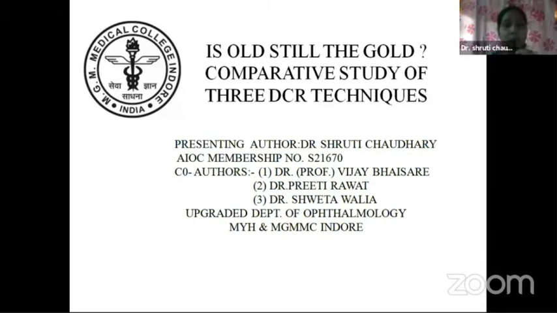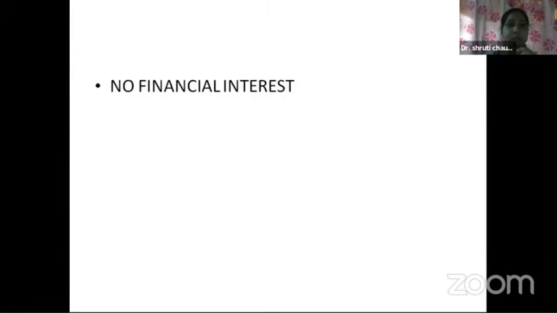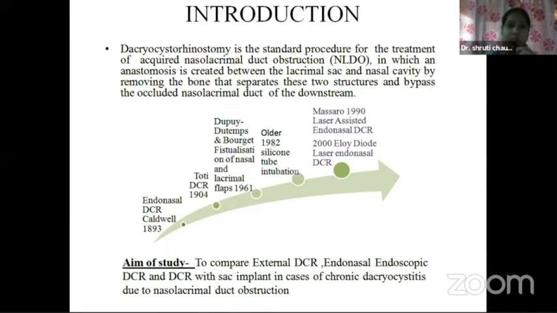Okay, good morning. My topic is "Old is still the gold: a comparative study of 3 DCR techniques." No financial interest. Dacryocystorhinostomy is a standard procedure for the treatment of acquired nasolacrimal duct obstruction, in which we create an anastomosis between the lacrimal sac and the nasal cavity, thereby bypassing the occluded nasolacrimal duct downstream. My aim of study is to compare the external DCR, the endonasal endoscopic DCR, and the DCR with the sac implant in cases of chronic dacryocystitis due to nasolacrimal duct obstruction.